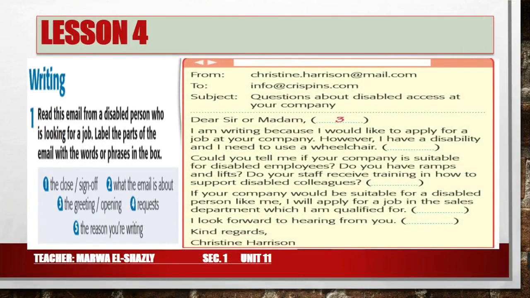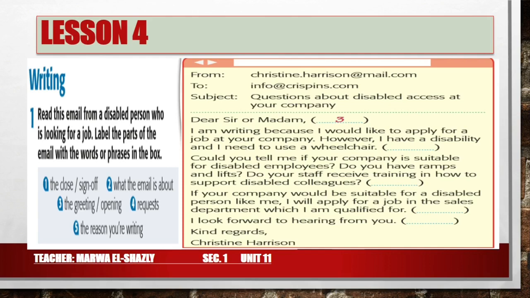Writing. Read this email from a disabled person who's looking for a job. Label the parts of the email with the words or phrases in the box. Let's read the phrases together. Number 1, the close or sign off. 2, what the email is about. 3, the greeting or opening. 4, requests. 5, the reason you're writing.